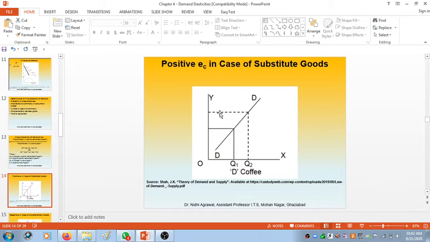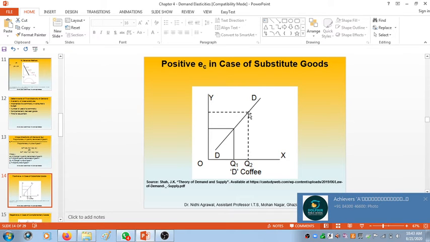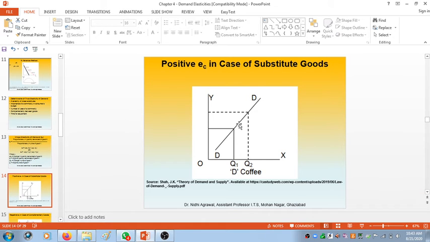So what will happen if tea is going to be costly as compared to coffee? Many of the customers from the market will substitute their consumption, and they will replace tea with coffee, because coffee is cheaper as compared to tea, and now tea has become dearer than before. So we will move in upward direction. The change in both the variables is positive: price is increasing as well as demand is also increasing. That's why in this case the demand curve is upward sloping. So this is the case of substitute goods.